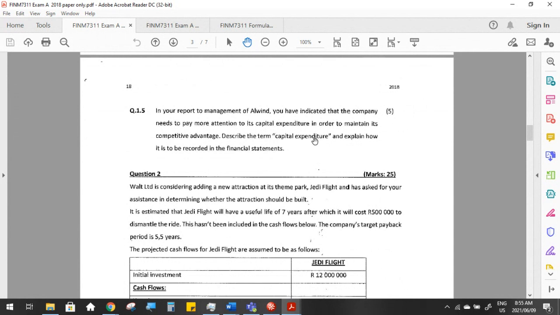Describe the term capital expenditure and explain how it must be recorded in the financial statements. So again, when you're sitting there with your highlighter reading these questions, or with your red pen or something, you're going to underline the word describe, highlight capital expenditure. You're going to circle and big circle to make sure that you know there's 2 parts to this question. You must describe the term and underline, explain how it must be recorded in the financial statements.